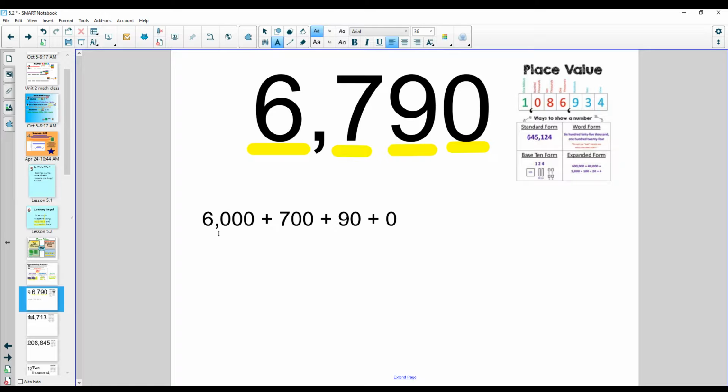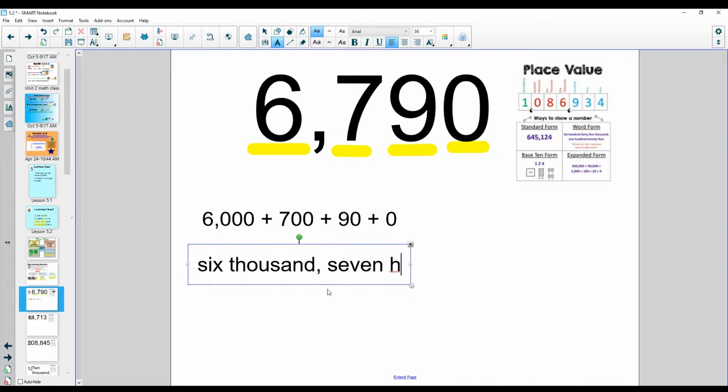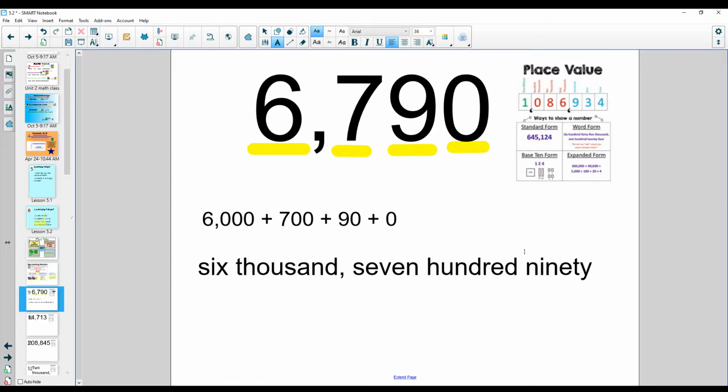So the next thing we could do is write this number in word form. We could say this number is 6,790. And then what they will expect you to be able to do is read the word form and write the number, or read the expanded form and put it in the number form, which is called standard form. So you should be able to go from word form and expanded form to standard form.